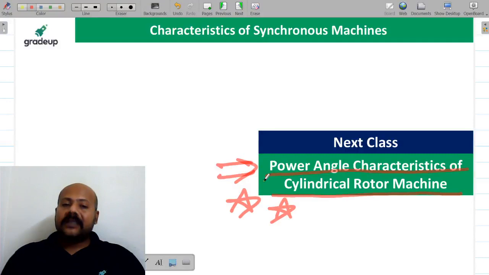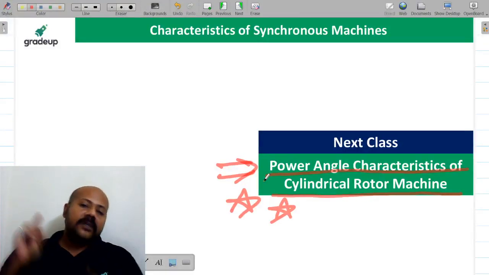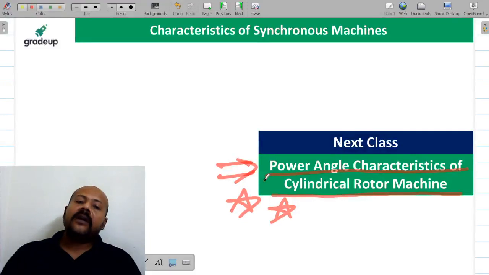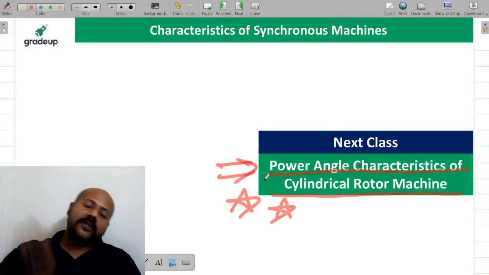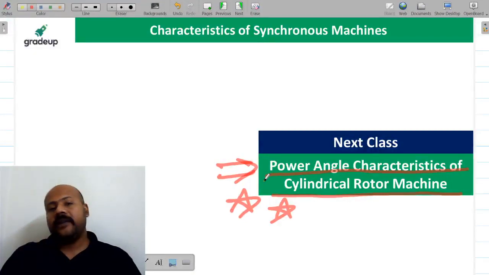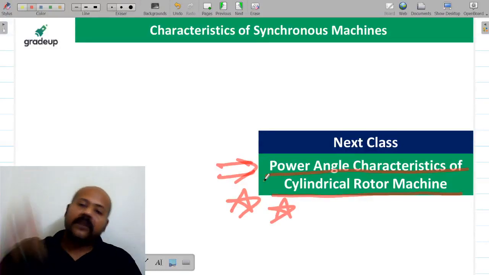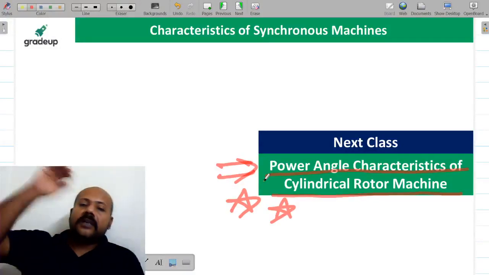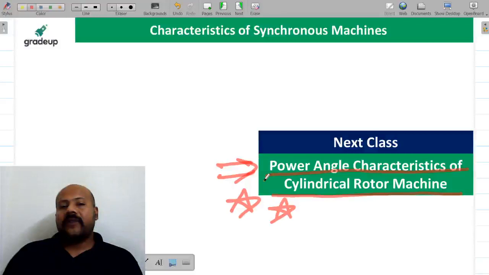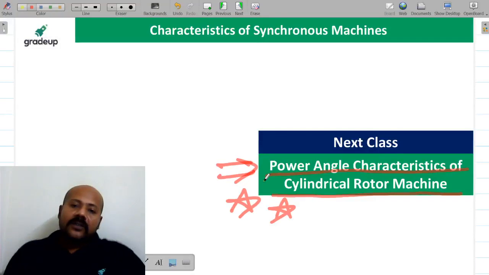So let me list out the topics we are going to cover in the next class. First, we will see the remaining part of the phase group, 60-degree phase group and 120-degree phase group. Then we will see the remaining part of the armature winding, that is the integral slot winding and fractional slot winding. All these details we are going to see. Then we are going to see the characteristics of the synchronous machine, and then we will see the power angle characteristics of the cylindrical rotor machine.